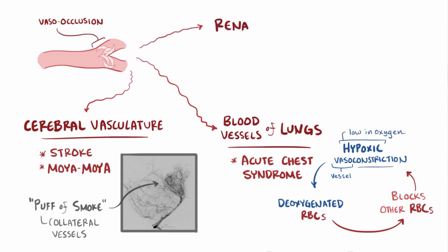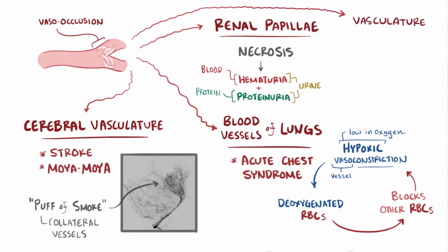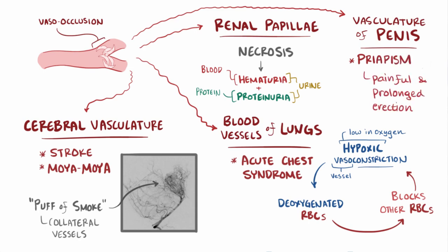In addition, clogging in the renal papillae can cause necrosis, which can manifest as hematuria and proteinuria, blood and protein spilling out into the urine. And in men, clogging of the vasculature of the penis can cause priapism, a painful and prolonged erection.